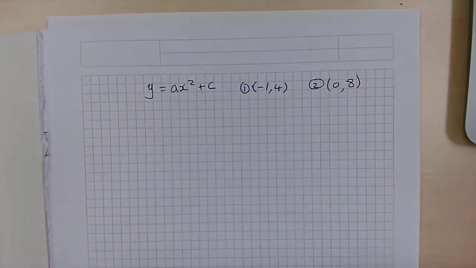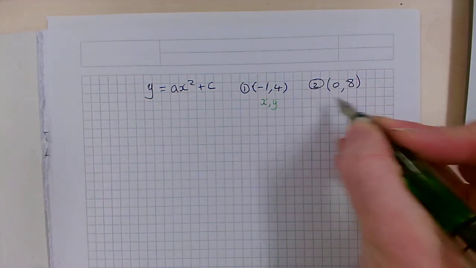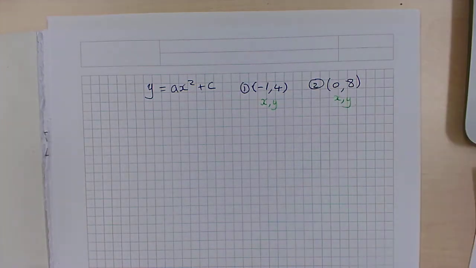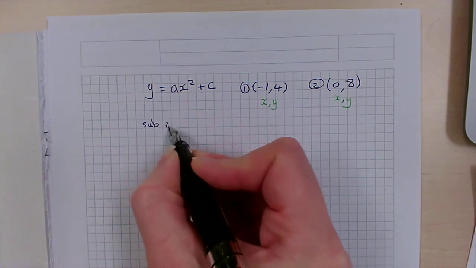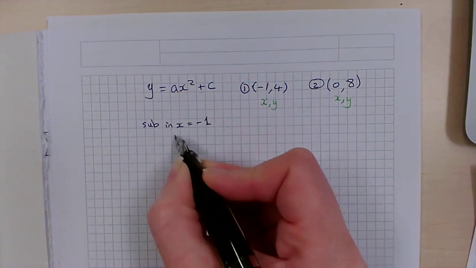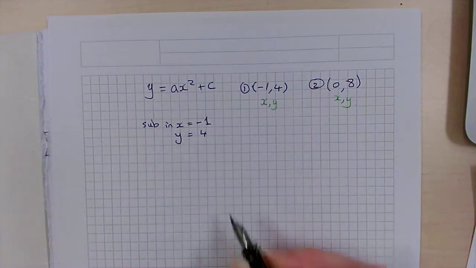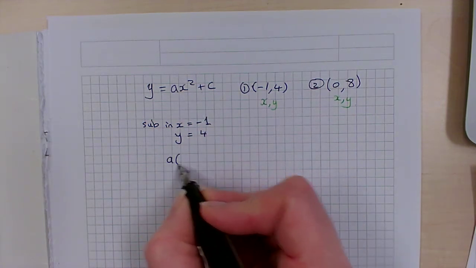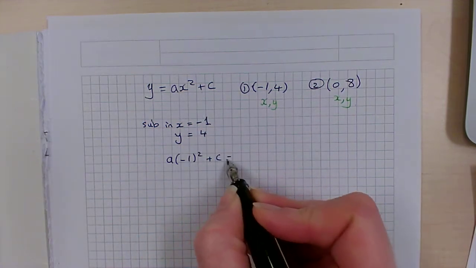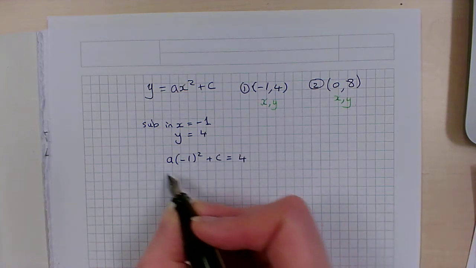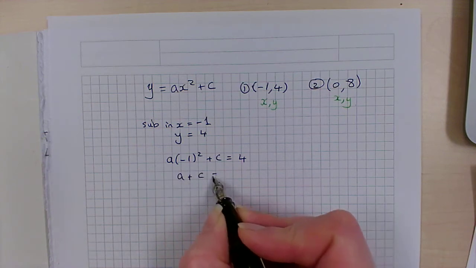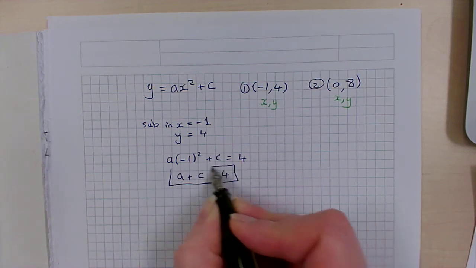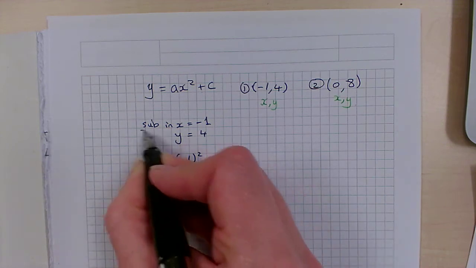Now remember, points give us values for matching x, y pairs. So what this tells me is that if I sub in x equals -1, I can also sub in y equals 4 into this formula here. So I get a by -1 squared plus c is equal to 4. And when I tidy that up, -1 squared is just 1, so a plus c is equal to 4. I've got an equation with two unknowns in it.